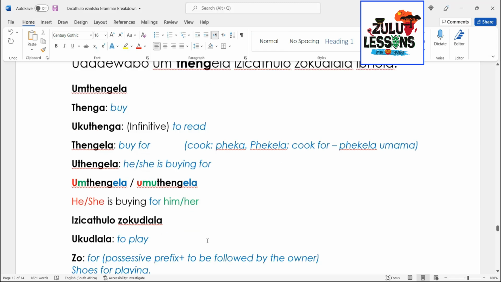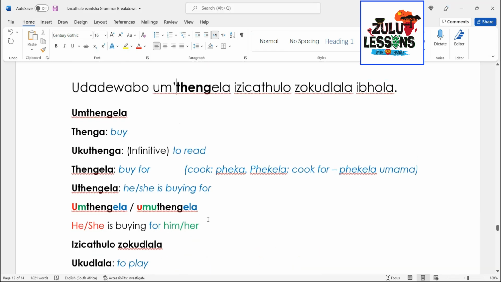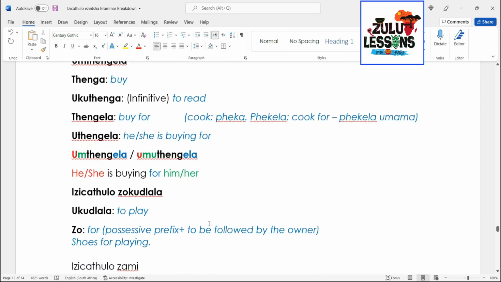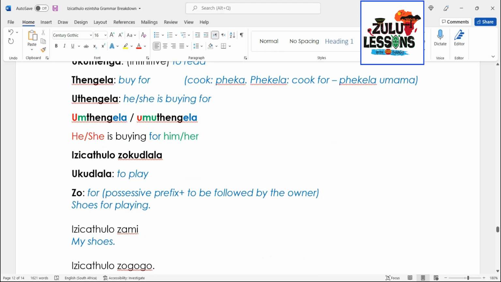Umthengela izicathulo. Now we also have izicathulo zokudlala ibhola. So izicathulo zo, that zo is what I would like us to look at. The possessive prefix is then followed by the thing that is the use for this thing, or that is the owner of this thing. If I wanted to say my shoes, I would have said izicathulo zami. But let's look at that prefix. The prefix for izicathulo, for the possessive pronoun, would be za.